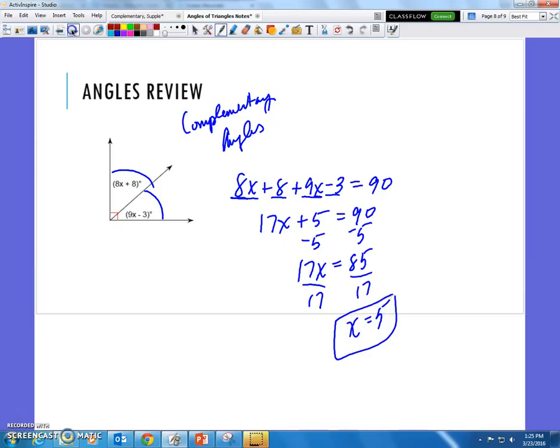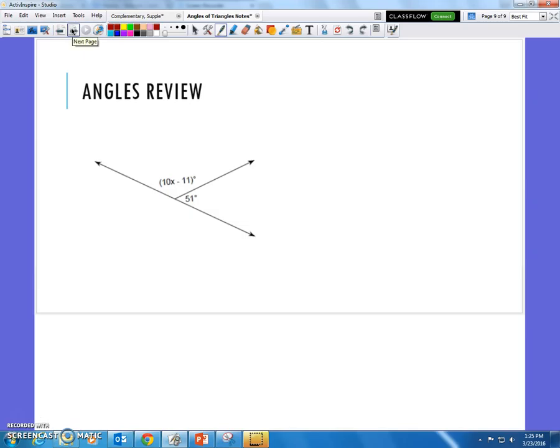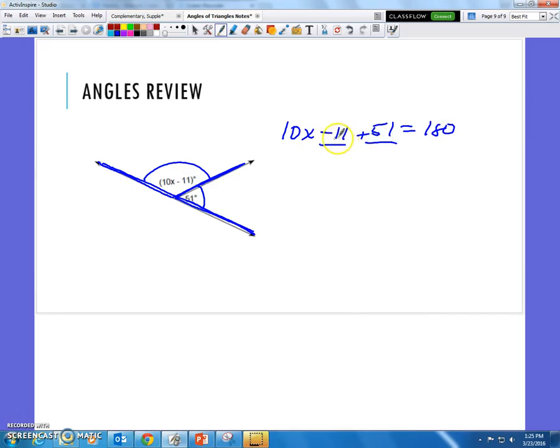And finally, believe it or not, I believe that we have a supplementary review. As you can see, this angle and this angle are adjacent, meaning they're right next to each other, and they go together to make a straight line. So I know that this degree measure and this degree measure together should add up to 180 degrees, similar to our triangles today. 10x minus 11 plus 51 must equal 180. I'll add my like terms together. I know this 11 is negative because of the minus sign in front of it. So negative 11 plus 51 would be 40.